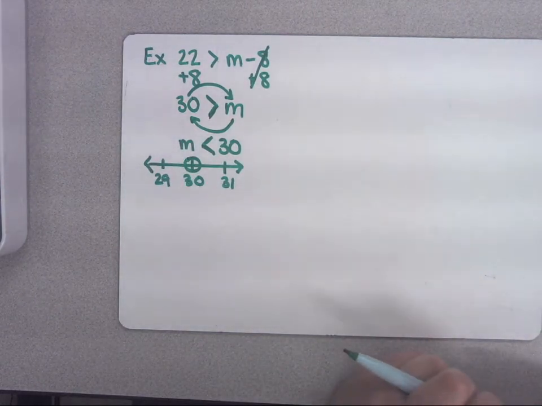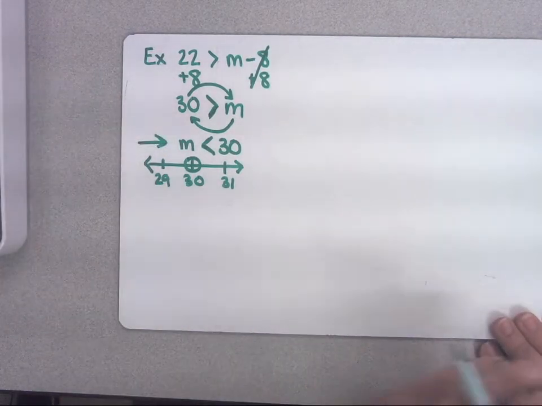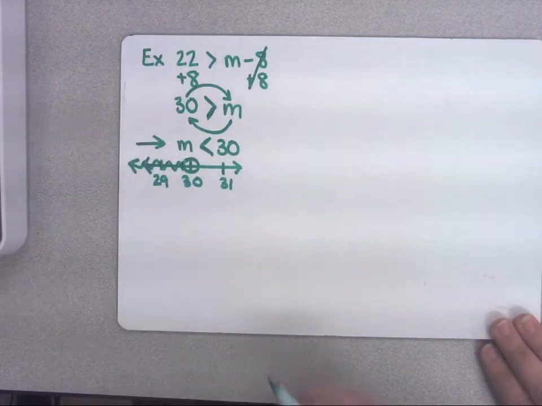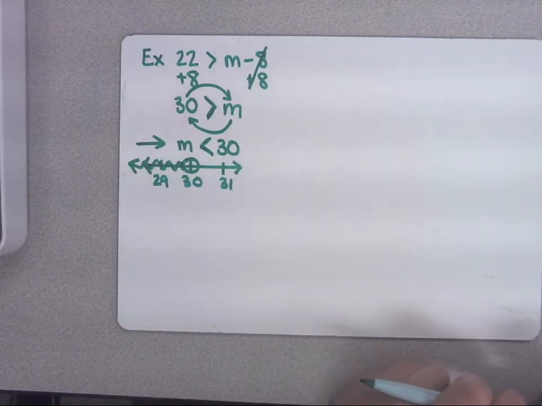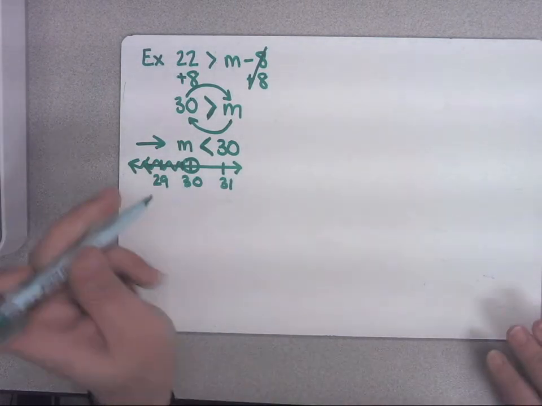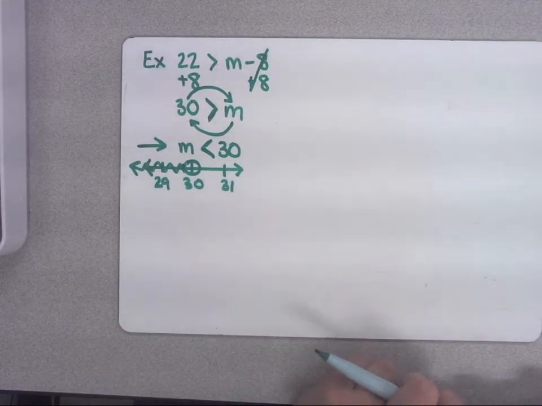Austin, which way is my arrow going to go? Look at the final answer right here. Yep, to the left. So if you forget to flip the sign or mess it up, the only part you'll mess up, which you'll lose some points for, is the arrow. You will mess up the arrow.